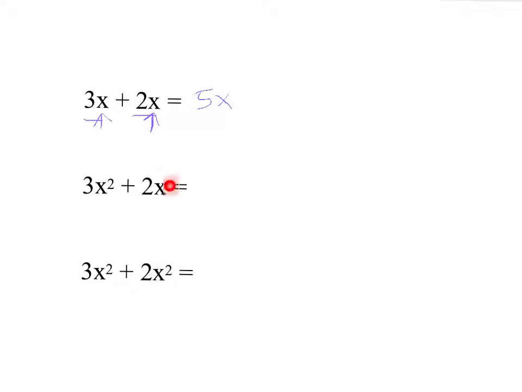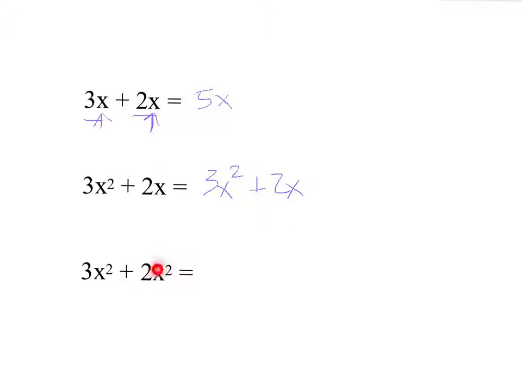Okay, but if I go to this next problem here, I have 3x squared plus 2x. These are different. Even though they both have x's, this one has x squared and this one just has an x. And so I can't put those together. They're not the same thing. So my answer here, there is no simplifying we can do. This is just 3x squared plus 2x. You can't do anything else.